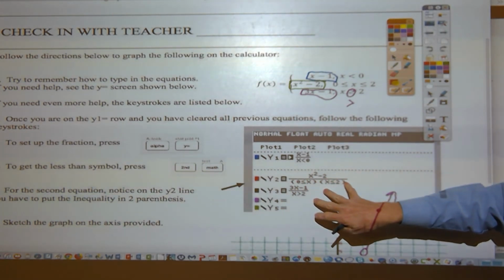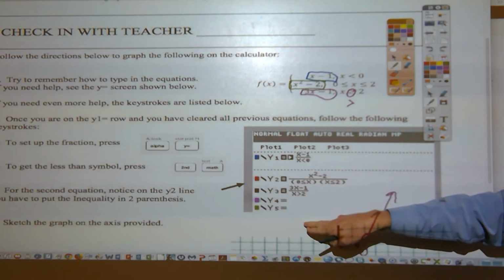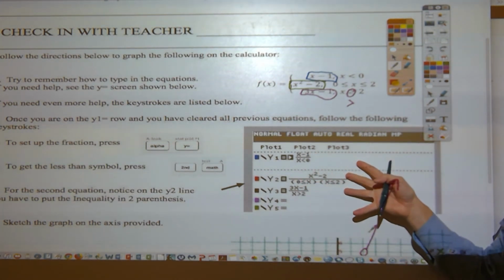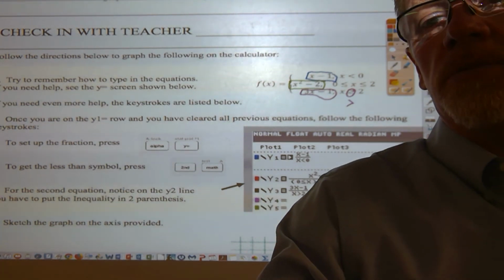So try to type in this second problem so that it looks like what you have on your handout. It'll be a 3-piece function. So I'm going to pause the camera there, and then we'll come back and see how you did.